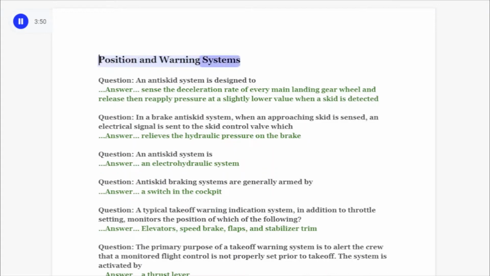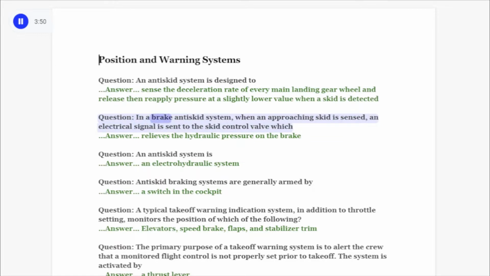Position and warning systems. Question: an anti-skid system is designed to. Answer: sense the deceleration rate of every main landing gear wheel and release, then reapply pressure at a slightly lower value when a skid is detected.